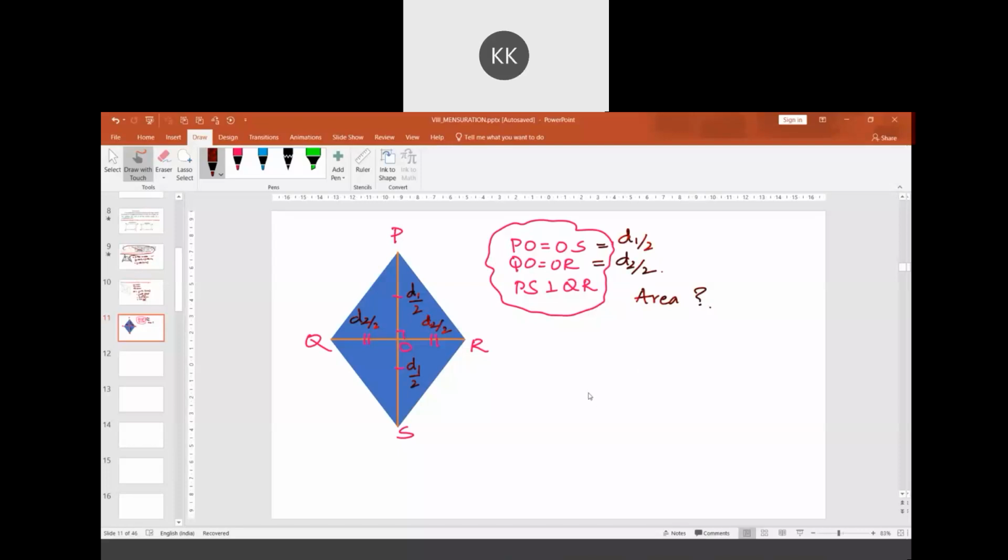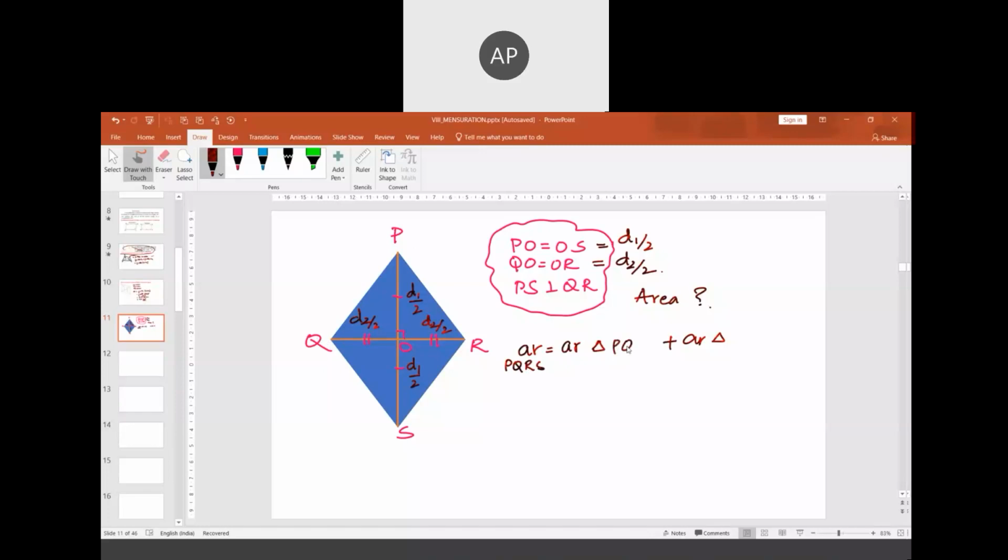Now can you tell how to find the area using this? Half into D1 into D2. The area of triangle PQR is equal to half into QR into PO. I have written here area of rhombus, say area of PQRS is equal to area of triangle. Which one you want to consider? PQR and QRS?